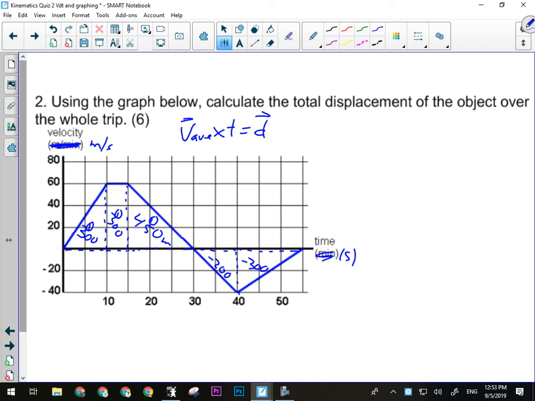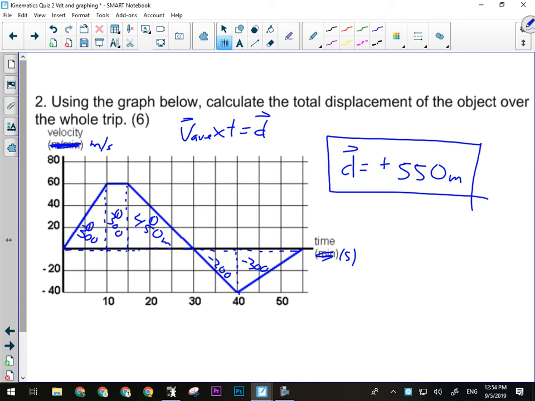And then we're looking at our total here. So we've got 1,050 in the positives and 500 in the negatives. So we're looking at a total displacement of positive 550 meters for our 6th and final mark. Questions on that one?